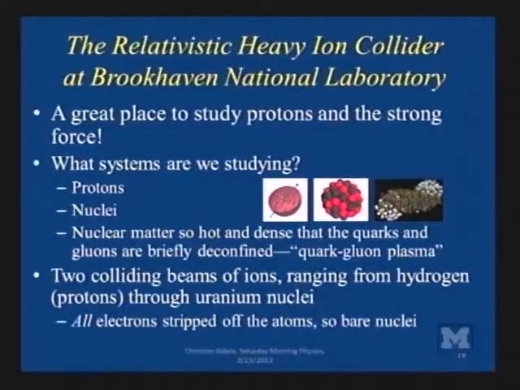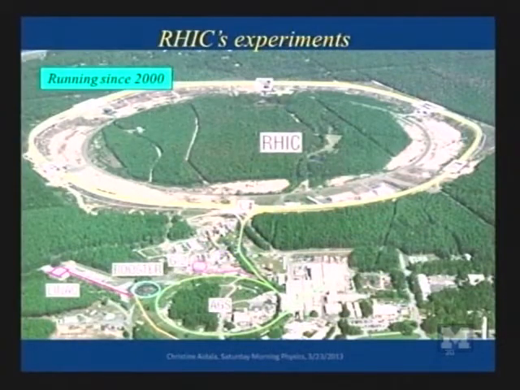So it's a collider, so it means it has two beams colliding with each other. They're going around in opposite directions, and then each time they cross, some of the particles in the beams hit each other, smash together. And it's a really flexible facility, this collider at Brookhaven National Lab. So we can do from hydrogen, so protons, nuclei of hydrogen, all the way through uranium, we have run. And we actually strip all the electrons off, right? So they're completely bare nuclei that we're colliding. So the RHIC collider, the Relativistic Heavy Ion Collider, has been running since 2000. So it's a big facility, a multi-purpose facility that's been running for 13 years now already.